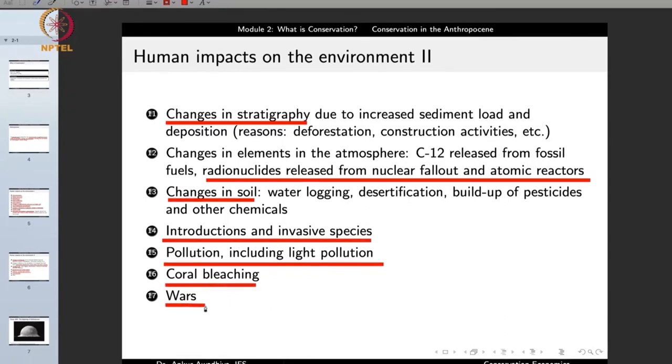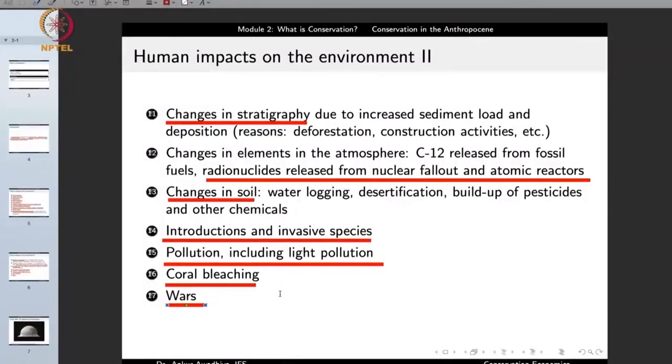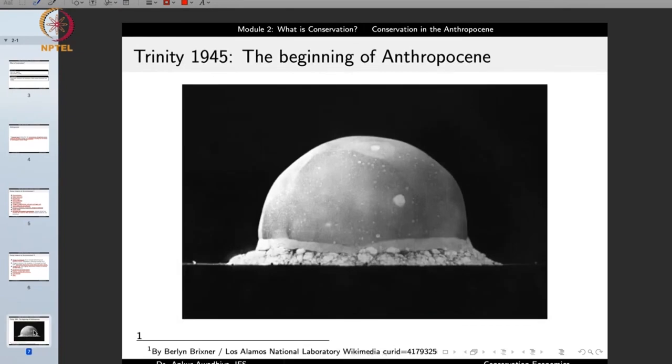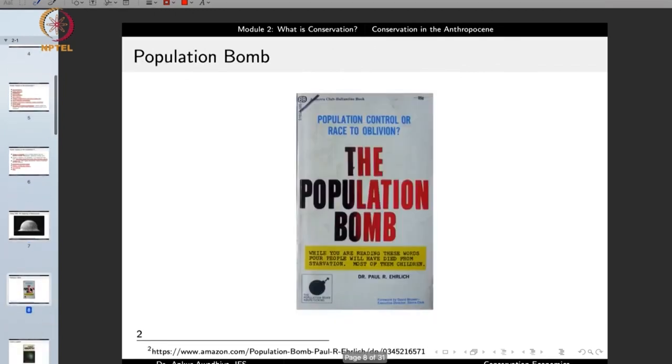One more impact is wars. And wars are not just tragic from the human point of view, but they are also tragic from the environmental point of view, because they release massive amounts of noxious substances into the environment, which leads to a massive decline in biodiversity. So these are some human impacts on the environment that we are observing in this epoch called Anthropocene. Now, traditionally, we take the beginning of Anthropocene as the day on which we had the Trinity explosion in 1945. So this is the beginning of the nuclear age, and this date is taken as the beginning of Anthropocene.